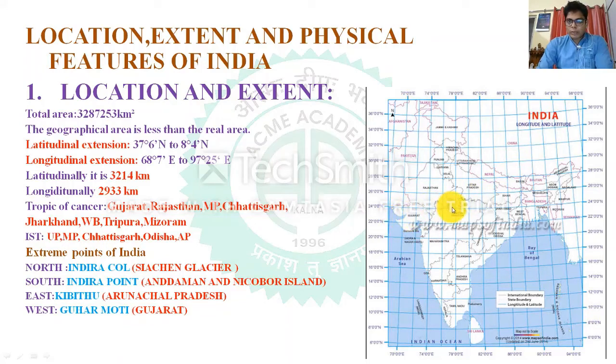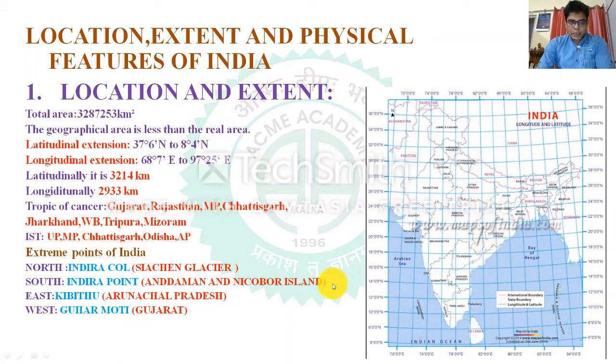So that's why there is a 2 hour difference of sunlight, but we follow one standard time, that is IST. IST is 82 degree 30 minute east. It mainly covers 5 states: UP, then MP, Chhattisgarh, Odisha and Andhra Pradesh.